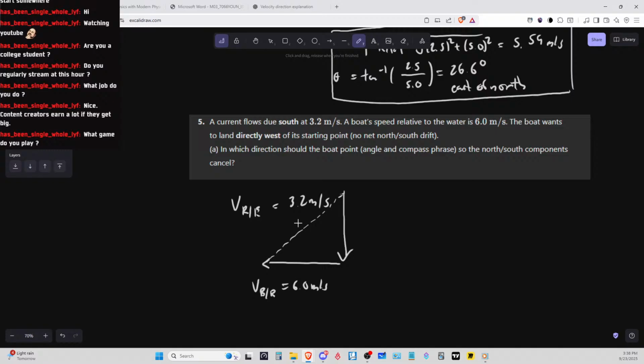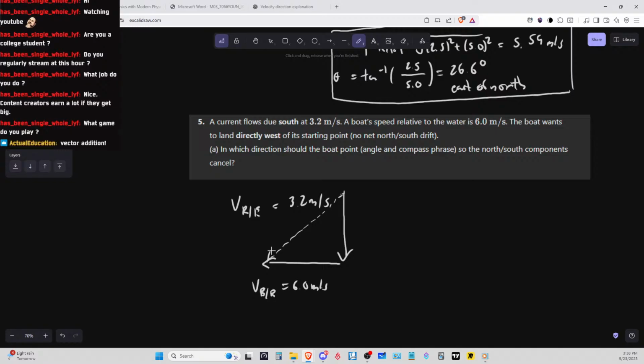Alright, so what they did the last time was just cancel out this component. Because we have to, so no net. So go directly west. Okay, so now I have to think about which angle it has to be at in order to prevent a drift.